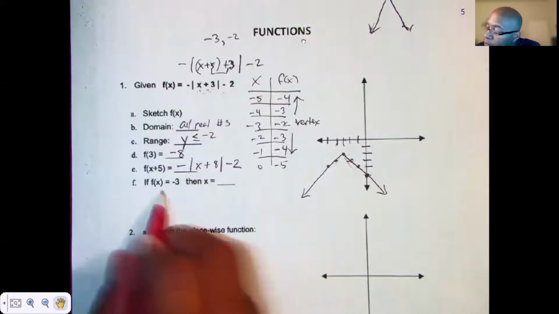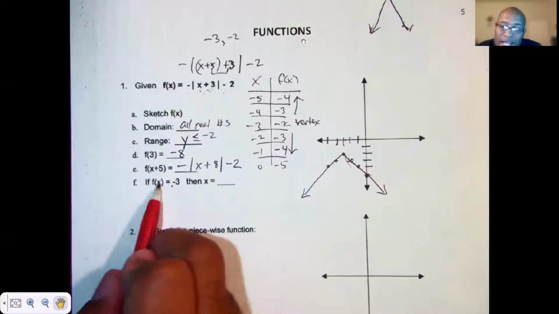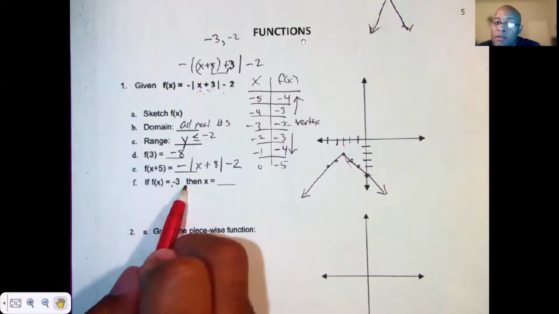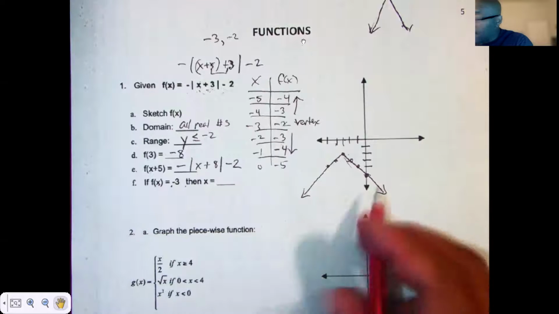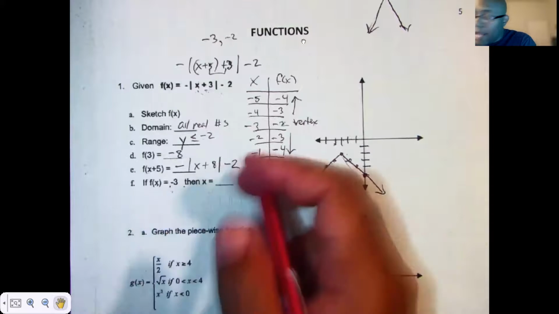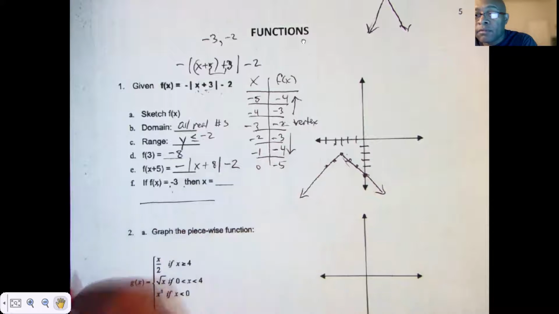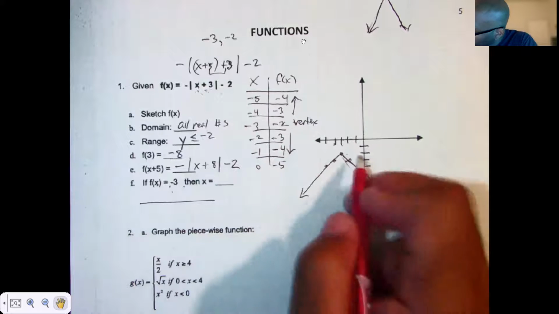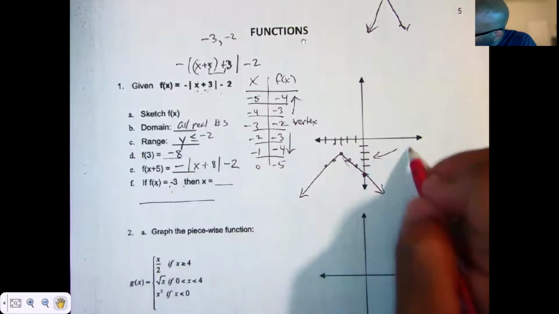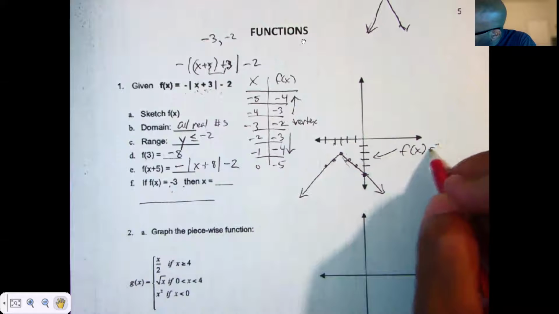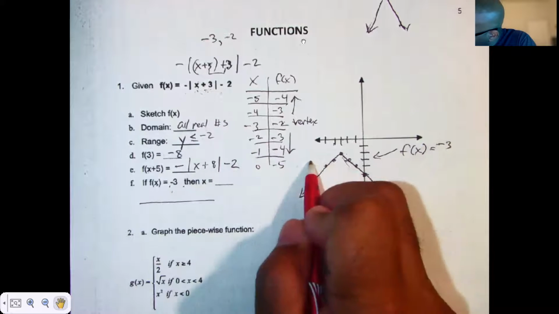So let's talk about f of x equals -3. Now, x is not 3. The output is -3. So that means when it says f of x equals something, we're talking about a horizontal line. It's going through -3. So right here, -3, this is f of x equals -3. It's a horizontal line right here.